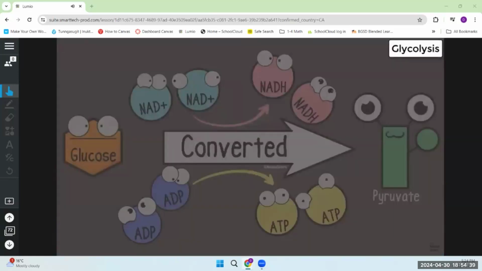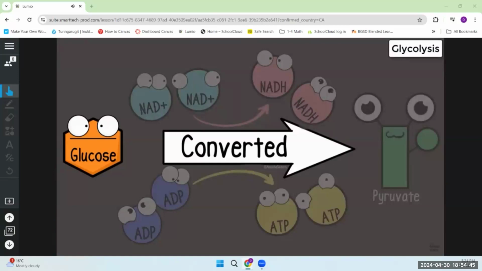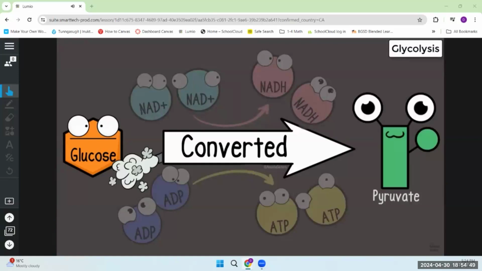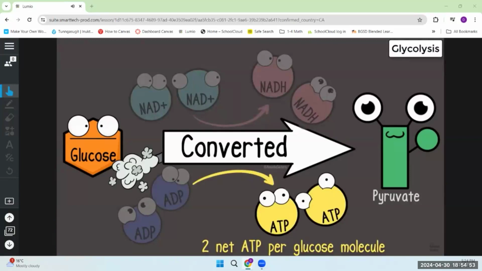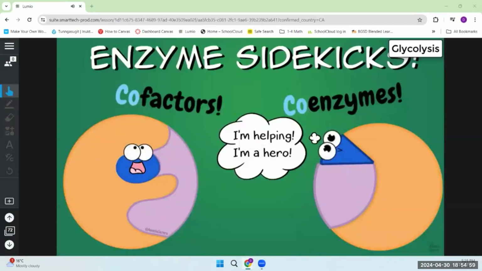Okay, so recall what glycolysis is from our cellular respiration video. In glycolysis, you take glucose, a sugar, and it gets converted into pyruvate. This takes a little ATP cost to actually start it up, but overall, per glucose, you make 2 net ATP molecules, and you also produce 2 NADH. Recall that NADH is a coenzyme and an electron carrier.